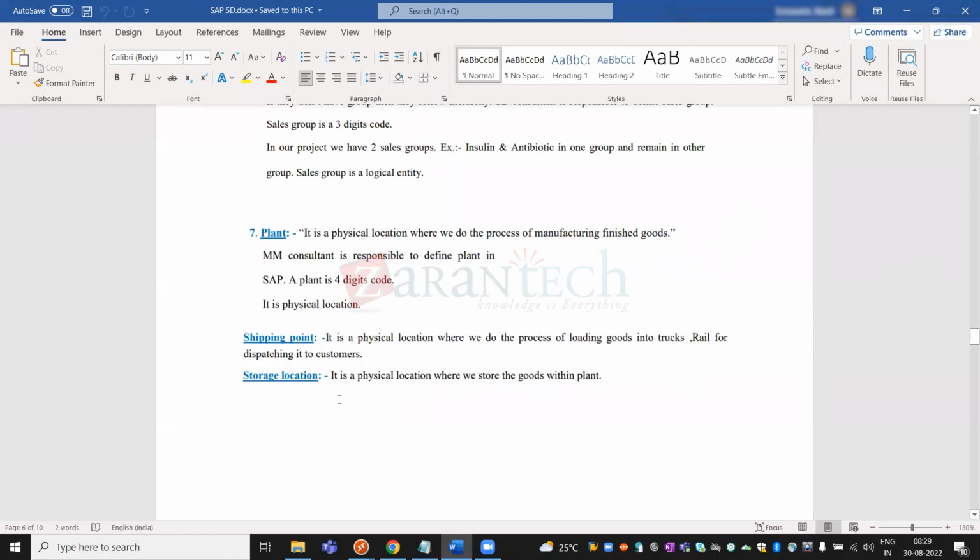Then the next one is storage location. Suppose you have manufactured 100 or 200 extra products. You need to store that particular product, so it will be stored in your location or any other location. That location will be called the storage location, where you can store your extra goods or material. It may be within the plant, or it may be elsewhere according to the company's requirement.